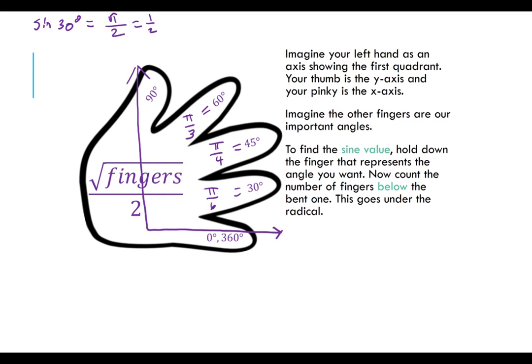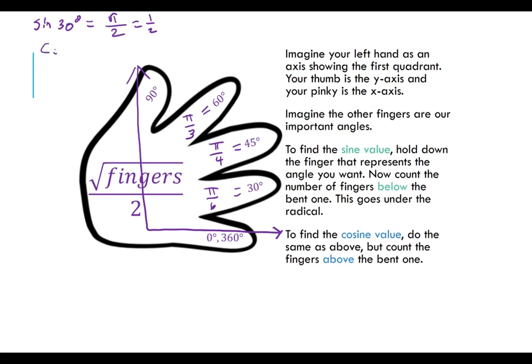This works for all of these angles by doing exactly what we just did. Count the fingers below the angle that you're looking for, put that under the square root, put it over 2, and you have found the sine of each one of those angles. Then let's try the cosine. So for cosine, let's do cosine of 30 degrees.